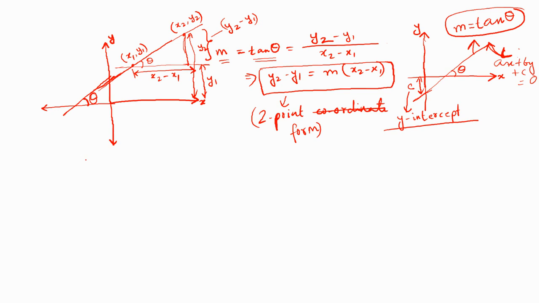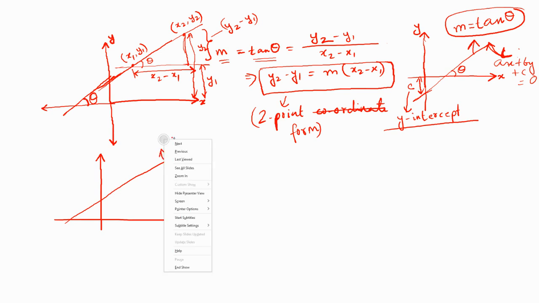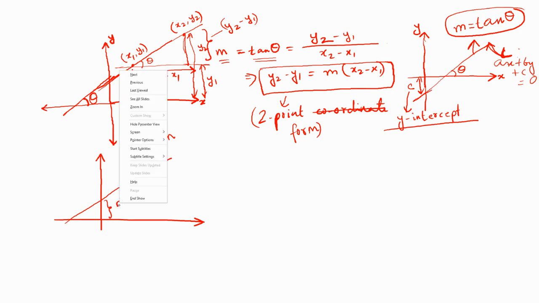So okay, let's move on. Let's say you have a scenario where it's pretty simple. Let's go like this. Let's say you only have the slope of the straight line as m, and you know it is intersecting the y-axis at a y-intercept c.